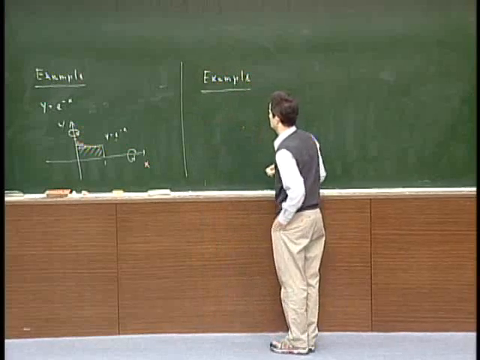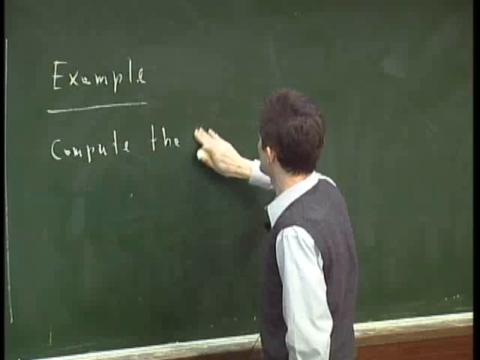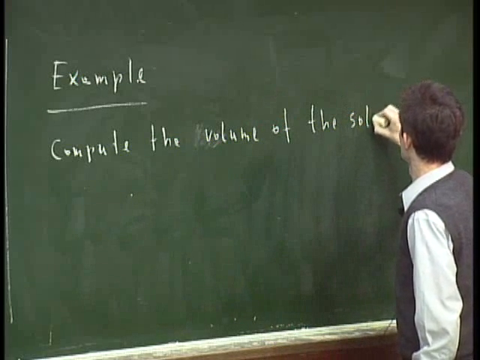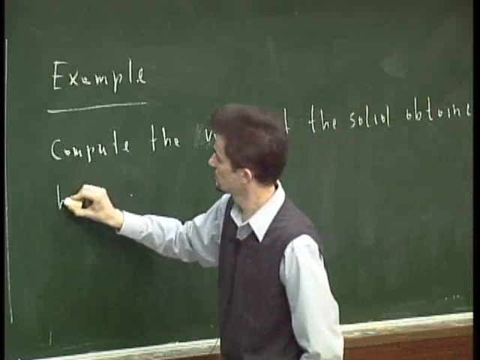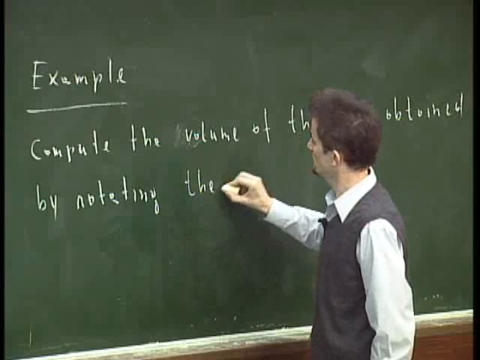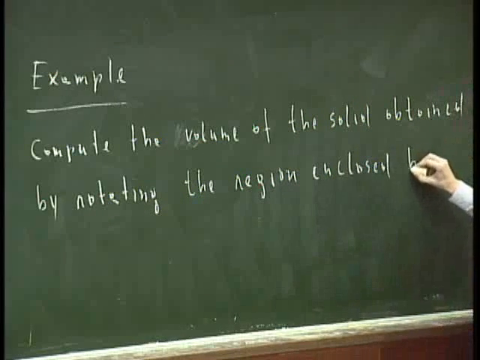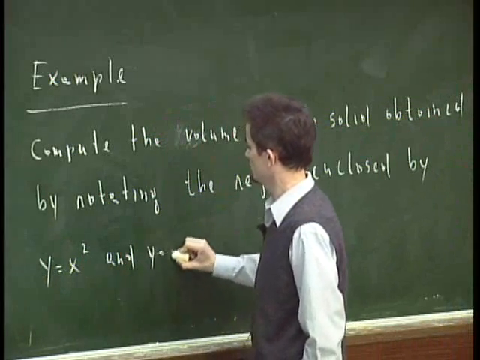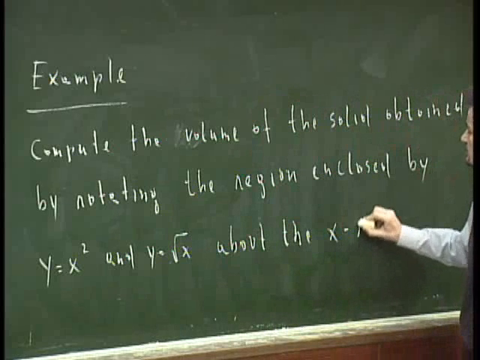Compute the volume of the solid obtained by rotating the region enclosed by y equals x squared and y equals square root of x about the x-axis.